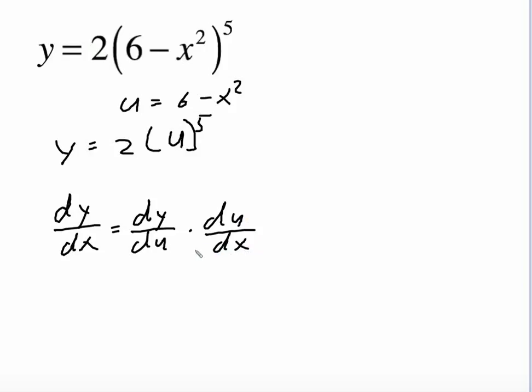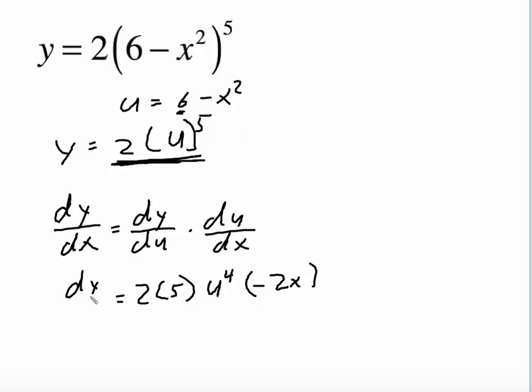du dx. Dy du, if we take the derivative of this with respect to u, that's going to be 2 times 5 times u to the 4th. Bring the 5 down, multiply it, subtract 1 from it, and then du dx, the derivative of u with respect to x, is just going to be negative 2x. Derivative of 6 with respect to x is 0. Derivative of negative x squared, bring the 2 down, subtract 1.